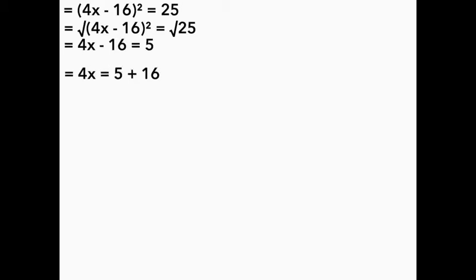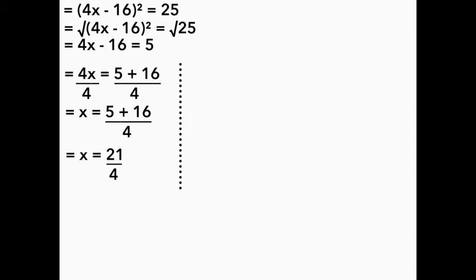Transpose negative 16 to isolate 4x. Now we have 4x equals 5 plus 16. Divide the equation by 4 to cancel out the 4 in 4x. This will result in x equals 21 over 4. The next step is to simplify, but since 21 over 4 cannot be simplified, we will leave it be.